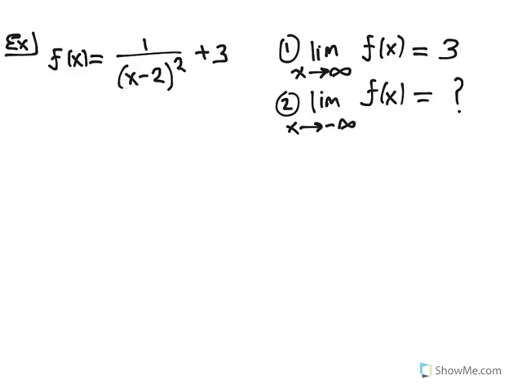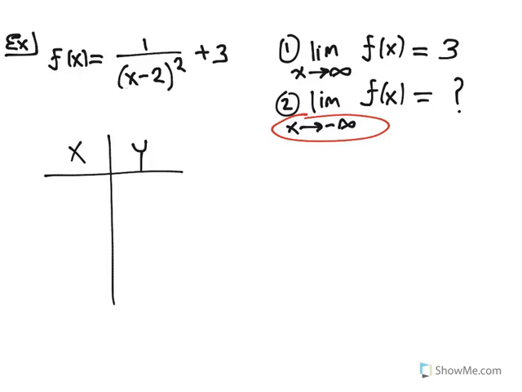Now consider what happens as the input values approach negative infinity. Well, I can make a table here, x and y, and I would like to choose values for x that would make it easy for me to do the calculations for the function f. So for example, if I choose x to be negative 8, negative 8 minus 2 is negative 10. Negative 10 squared is 100. 1 divided by 100 is 0.01, plus 3 is 3.01.